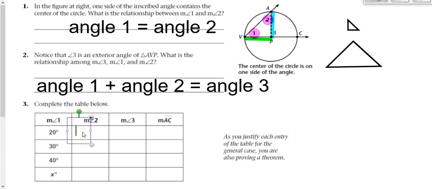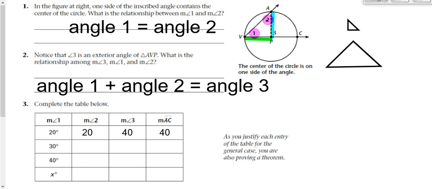Remember that 1 and 2 are the same. So if 1 is 20 degrees, I also know that 2 would be 20 degrees. That would then make, add them together, 1 plus 2 then would be 40. Okay, and the arc would make angle 3 40 degrees. That would make arc AC 40 degrees.